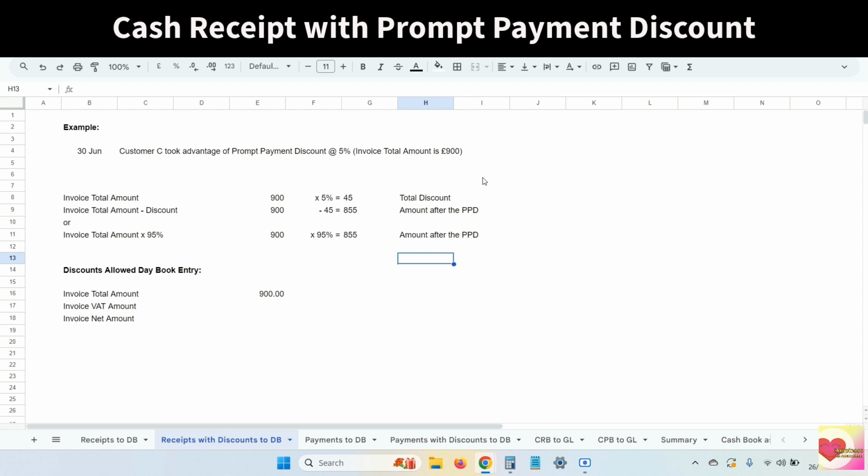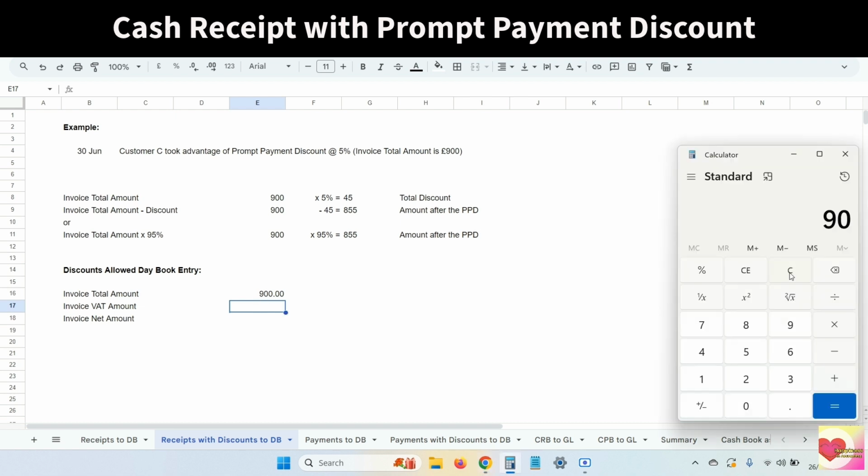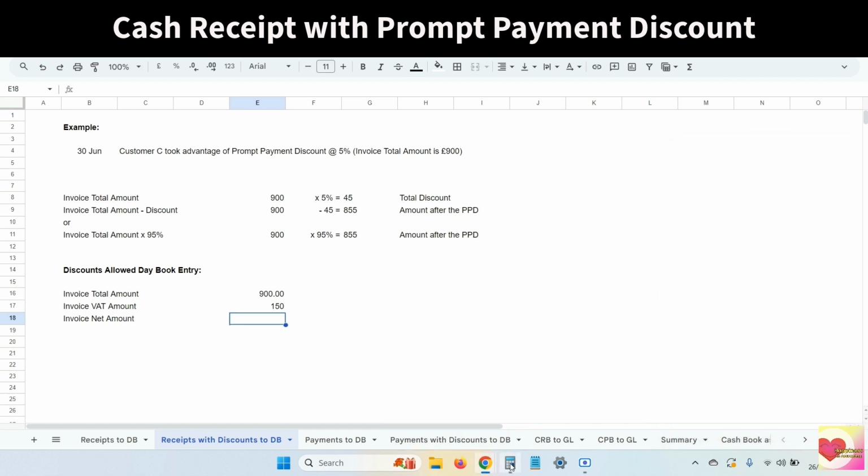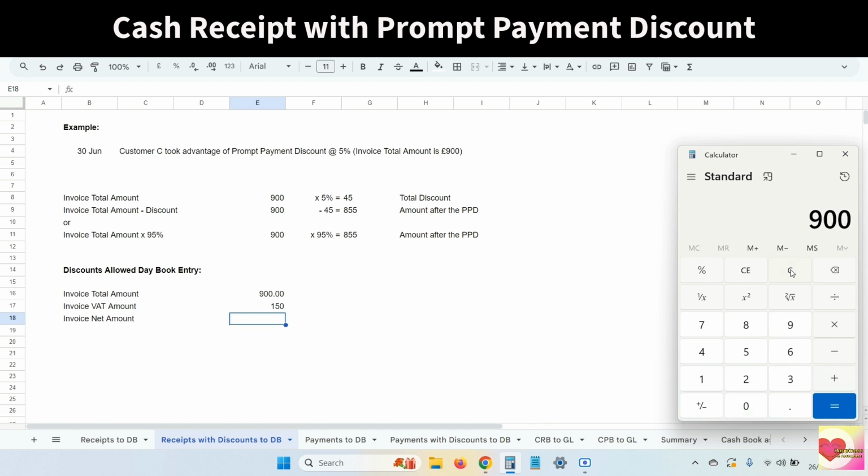Next, let's find out the amount that we should enter into our discounts allowed daybook. This is the amount of the prompt payment discount that we have allowed to our customer. The only amount given in the example is the invoice gross or total amount. So from that amount, we will get the VAT and the net amount. From the total amount, 900 divided by 6, and that is our VAT amount. And to get the net amount from the gross amount, 900 divided by 120% or 1.2, and we got 750 as our net amount.